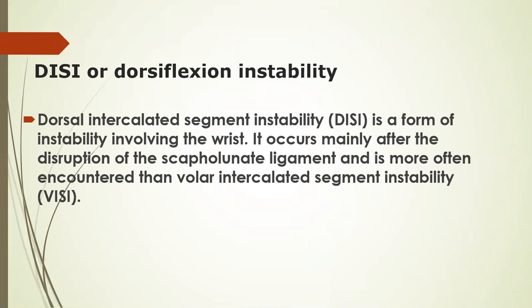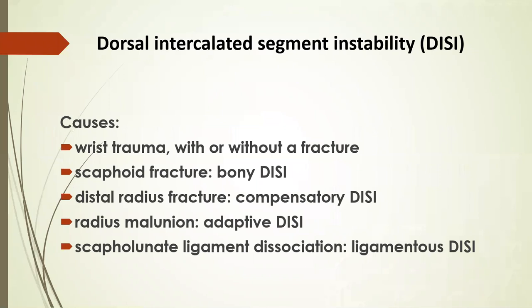Now, a type of instability called dorsal intercalated segment instability, or dorsiflexion instability, is a form of instability involving the wrist. It occurs mainly after disruption of the scapholunate ligament and is more often encountered than volar intercalated segment instability. The causes: wrist trauma with or without a fracture, scaphoid fracture called bony dorsal instability, distal radial fracture or radius malunion called adaptive instability, and scapholunate ligament dissociation called ligamentous dorsal instability.